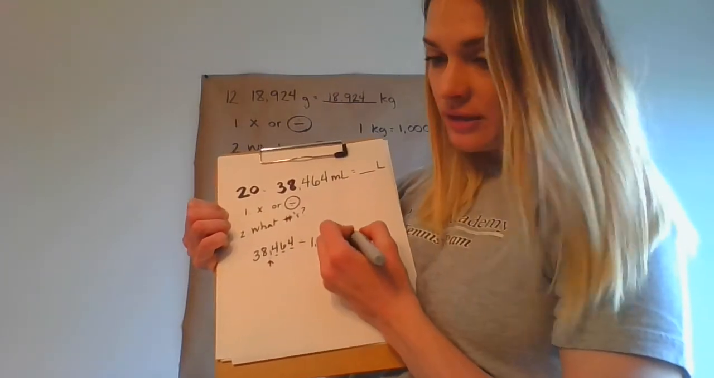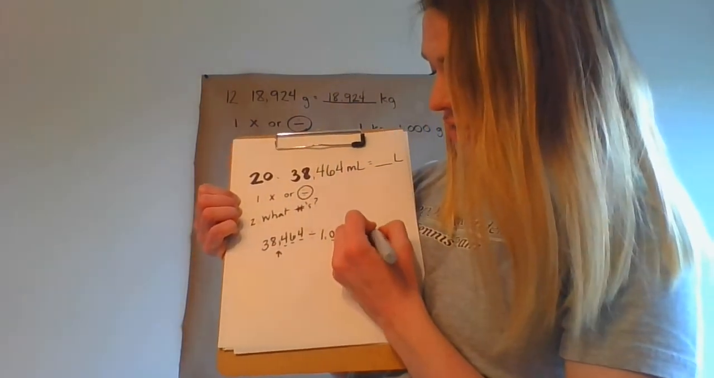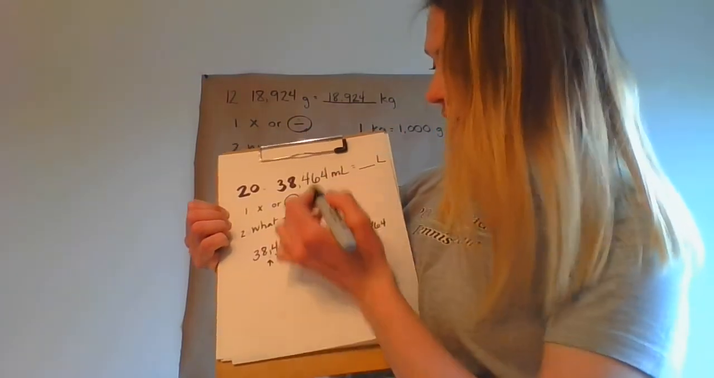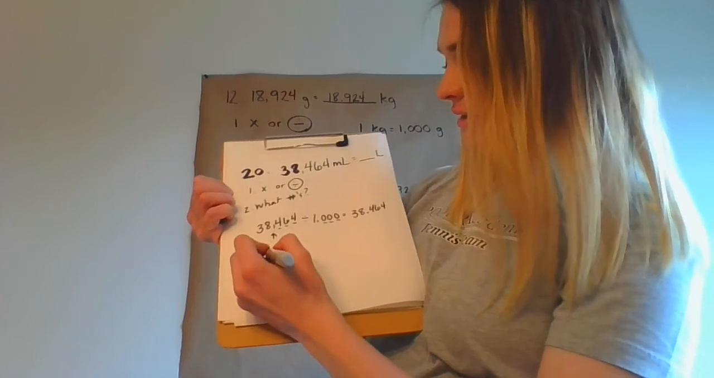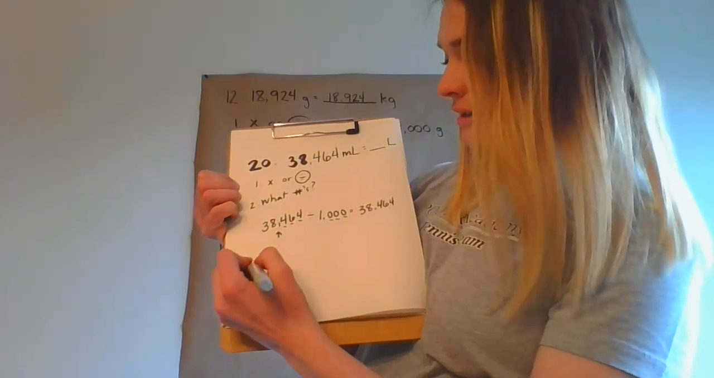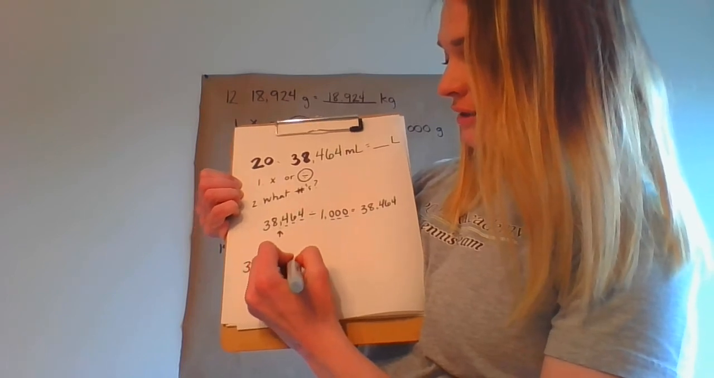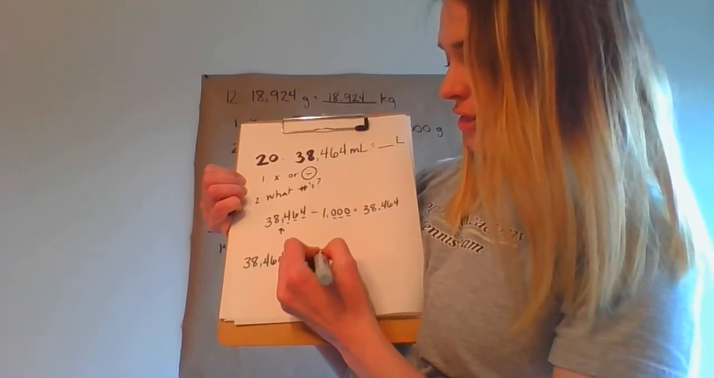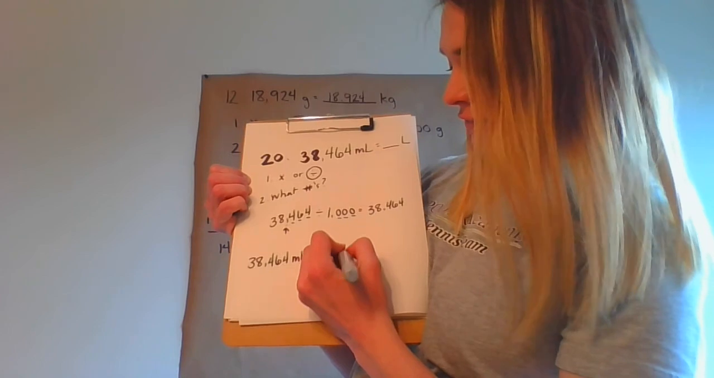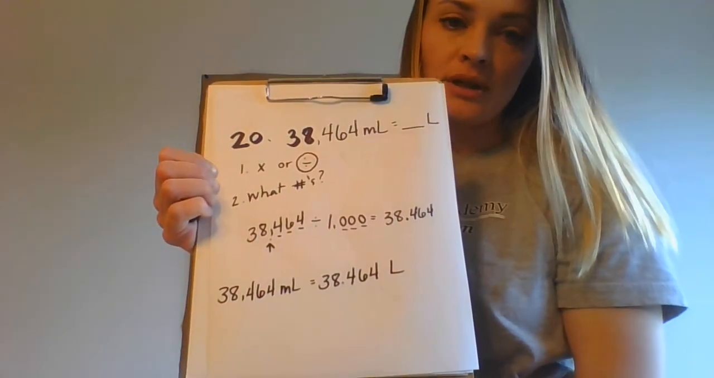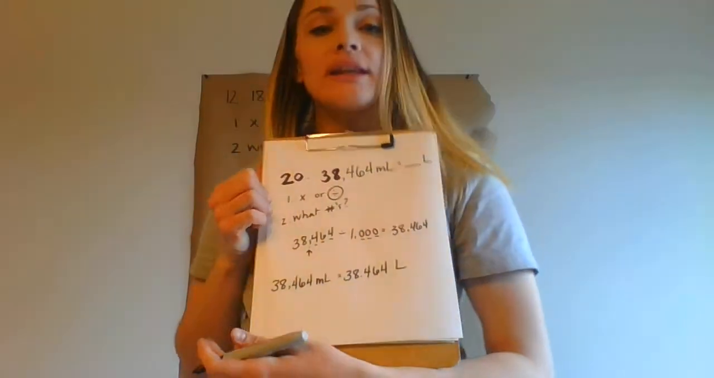Okay, so it equals 38 decimal point 464. How many milliliters does it equal? So 38,464 milliliters equals 38.464 liters. Okay? Hopefully that helped you.